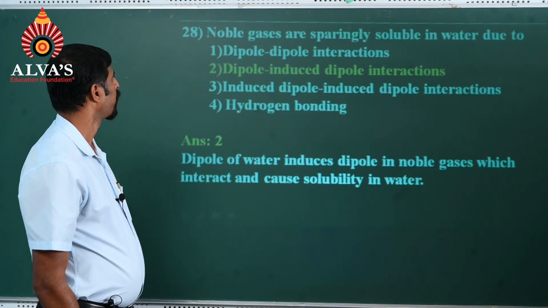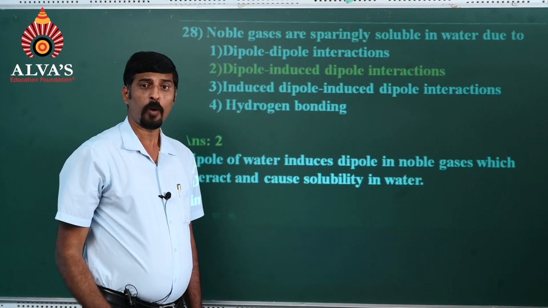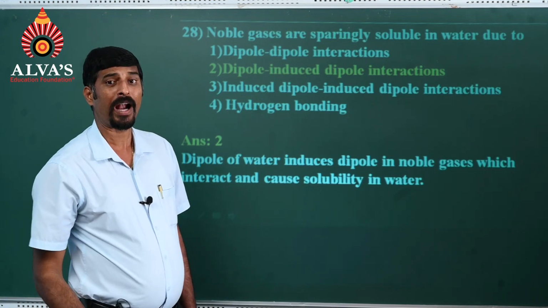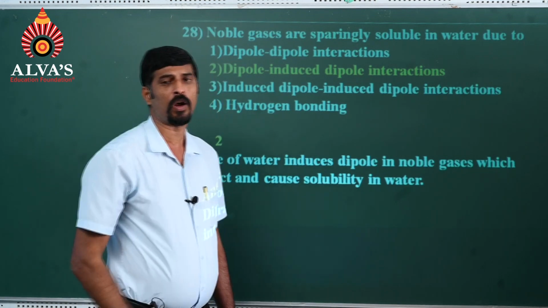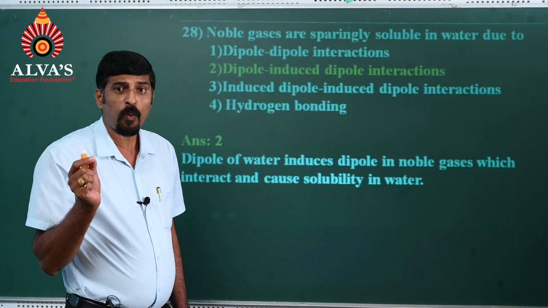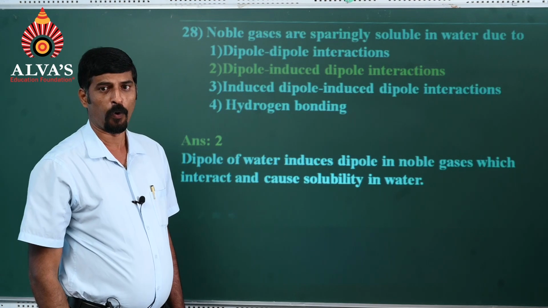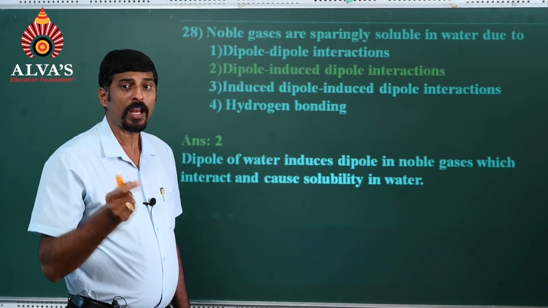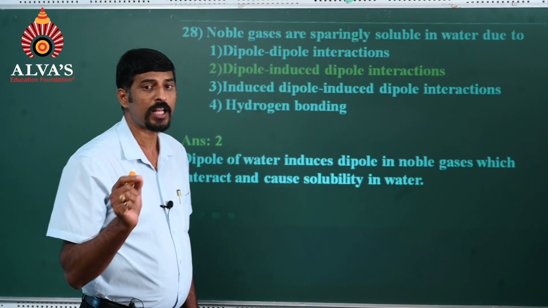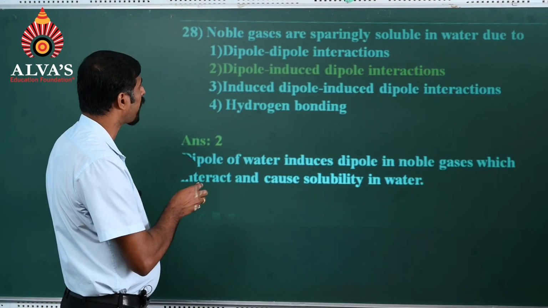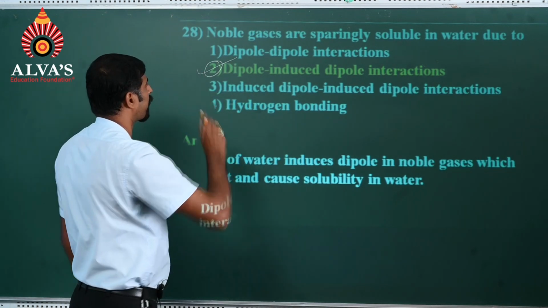Next, move on to question number 28. Noble gases are sparingly soluble in water due to. Now, noble gases are non-polar in nature, but water is polar in nature. Now, what happens when the noble gases are dissolved in water? This polar water molecule induces polarity in non-polar molecules. Therefore, a dipole induced dipole interaction is seen, and because of that noble gases dissolve in water. Now, if you observe this dipole induced dipole interaction, therefore option second is the right answer.